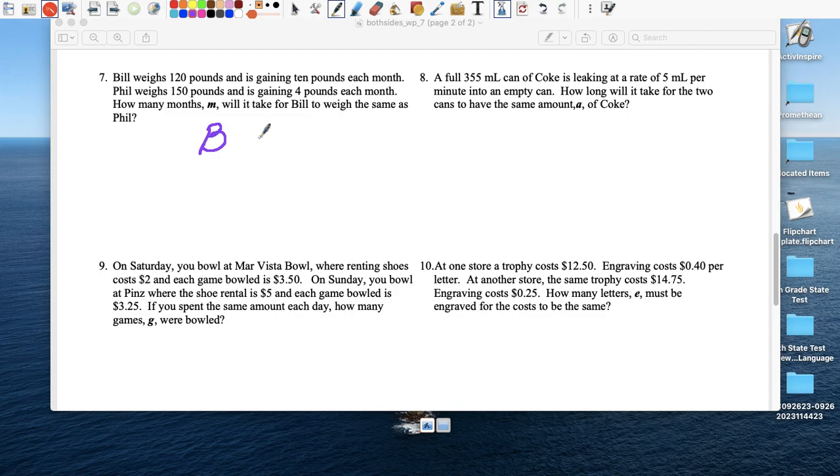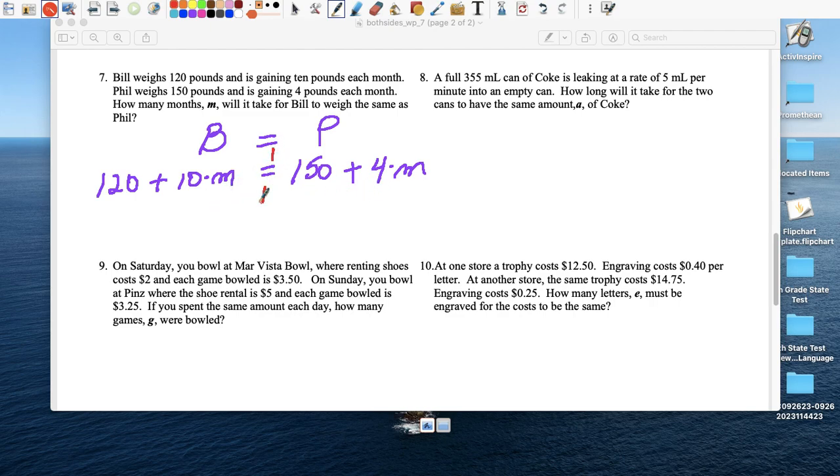So here's Bill, and there's Phil. Bill is at 120, and he's gaining 10 pounds per month, so 10 times M. And here we have Phil, who starts at 150, and every month you're going to add 4 for him. How long will it take for them to weigh the same?